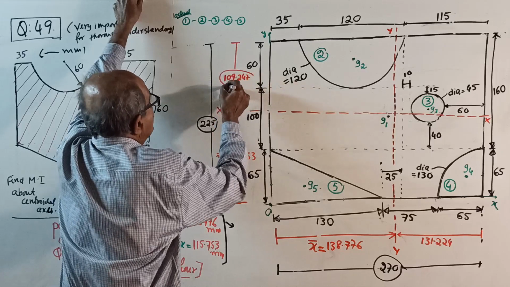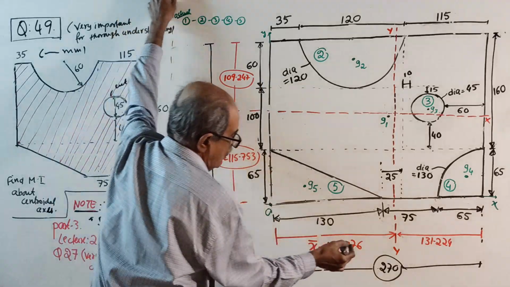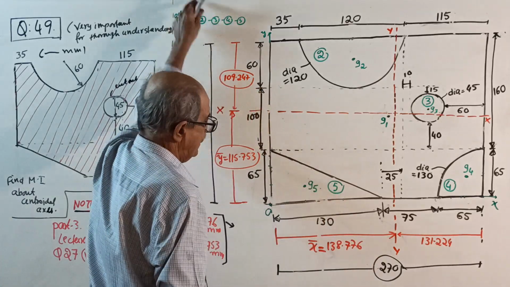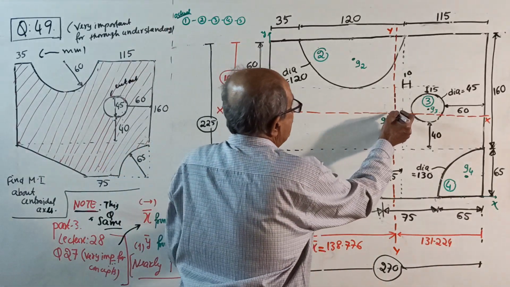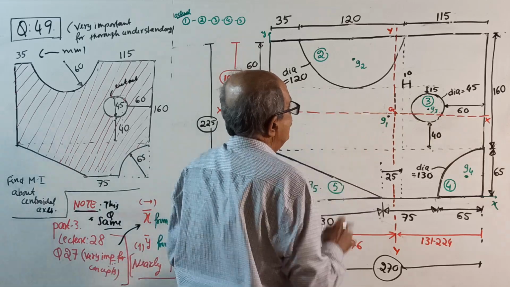Okay, I'll round off this one. This is your x bar and y bar. This also I'll round off. Here rounding off not required. Why? There is no overlapping here. Okay. This is the centroid G for the entire lamina. Okay, now this is over.